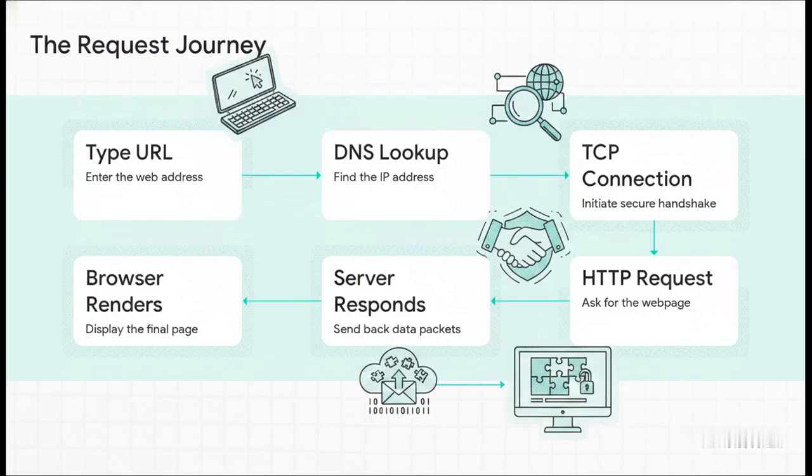Let's summarize this whole incredible journey. Step 1, you type the URL. 2, your computer asks the DNS to find the correct IP address. 3, we establish a secure TCP connection, often called a handshake. 4, we send an HTTP request asking for the web page. 5, the server responds, breaking the files into those tiny packets and blasting them across the global network. And finally, step 6, your browser catches the puzzle pieces and renders the page right on your screen.